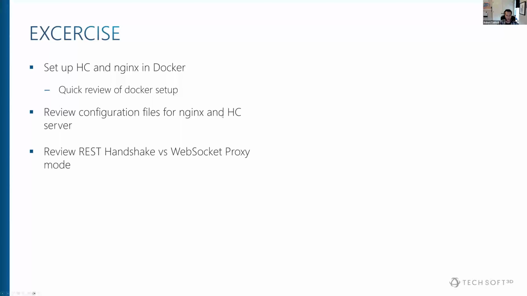Then I want to, let me go back here. Then we're going to go through some configuration files, how I configured Nginx, how I configured HOOPS server, and then I've got two different setups here that we're going to look at, using the REST handshake mode and using the WebSocket proxy mode. And so we're gonna do that quickly here before we get started.